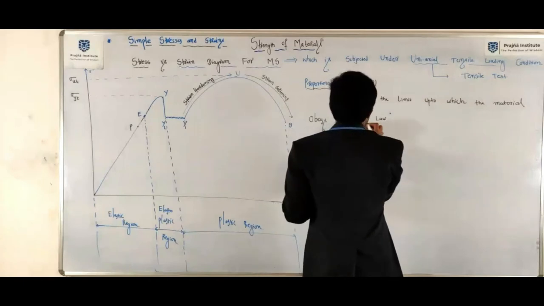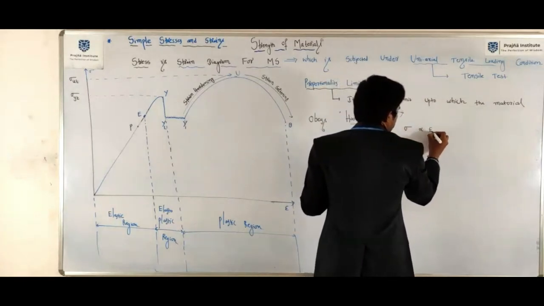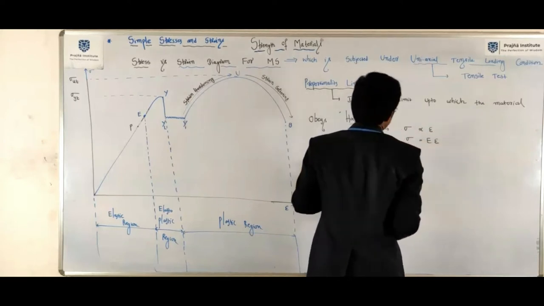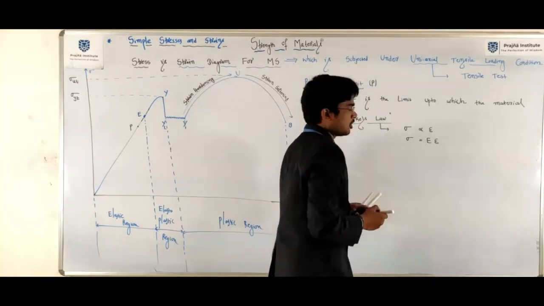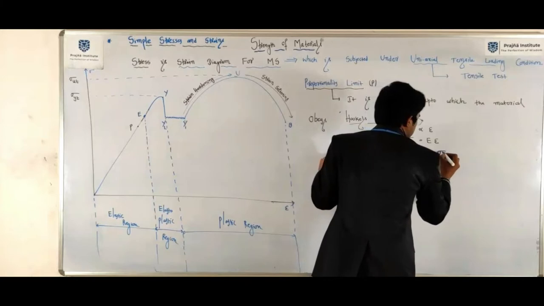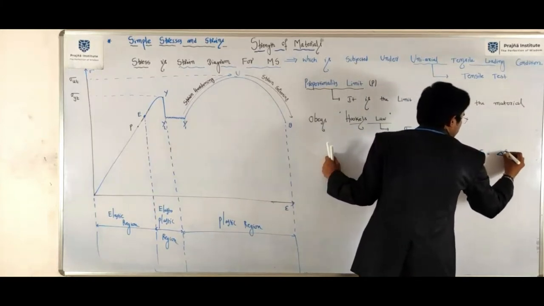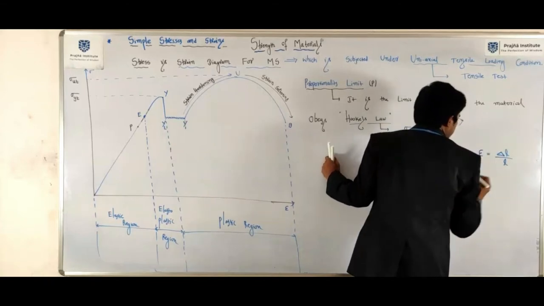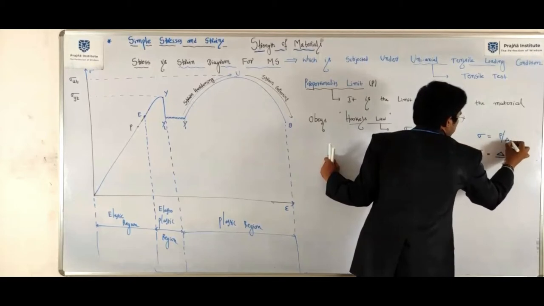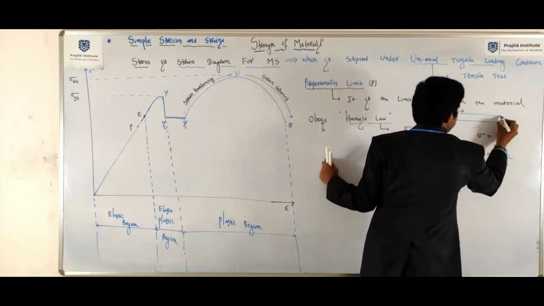What is meant by Hooke's law? Stress is directly proportional to strain, sigma equals E into epsilon. Here, E equals sigma by epsilon, epsilon equals delta L by L, and sigma equals P by A for uniaxial tensile loading.